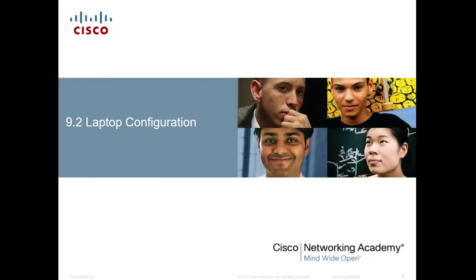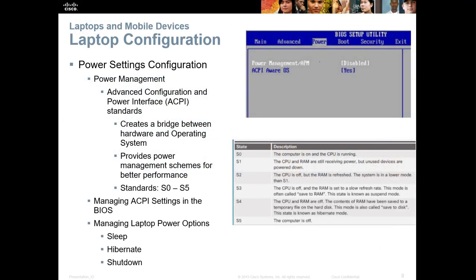When we take a look at section 2, which is configuring our laptop, the big thing that we're going to take a look at is power management. That controls the flow of electricity to the components of the computer. The Advanced Configuration and Power Interface, ACPI, creates a bridge between the hardware and the operating system and allows technicians to create power management schemes to get the best performance from a laptop.